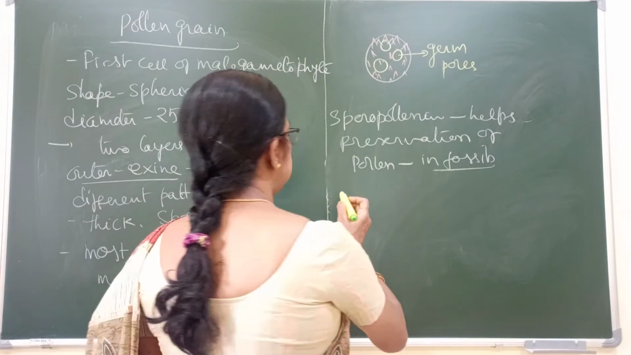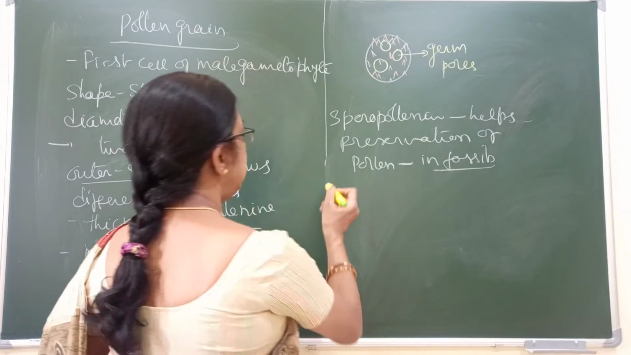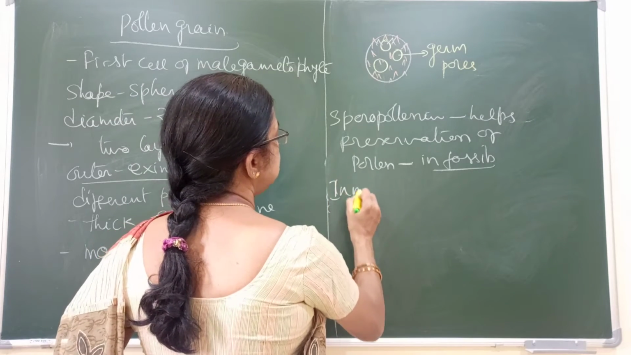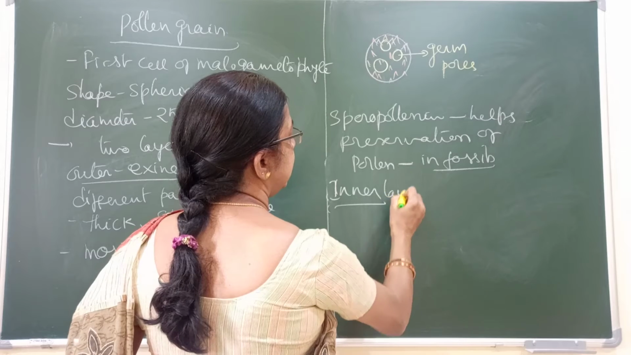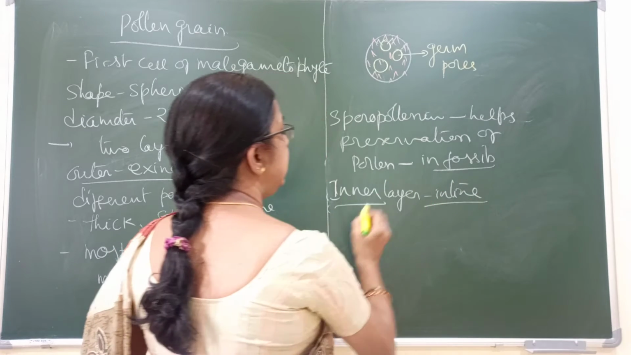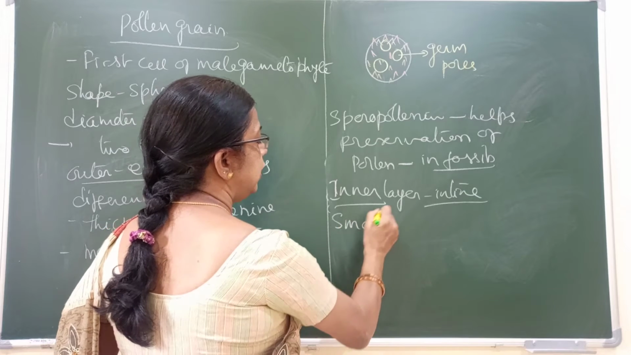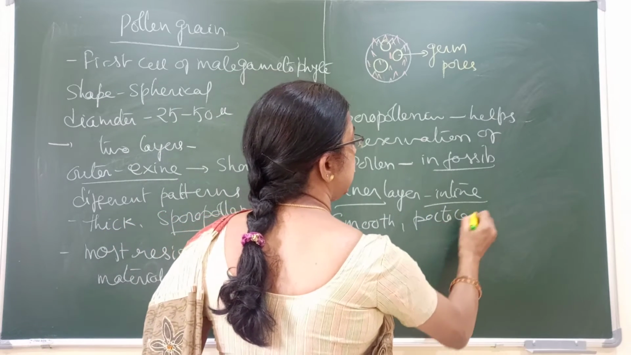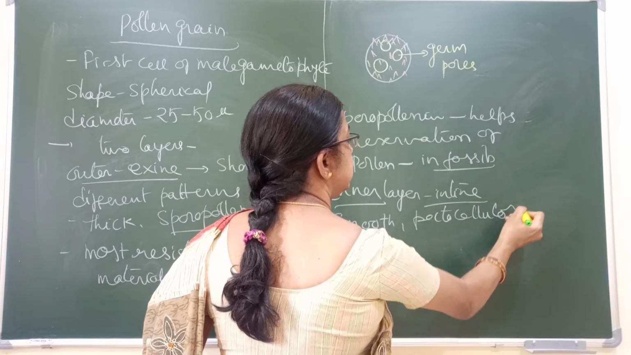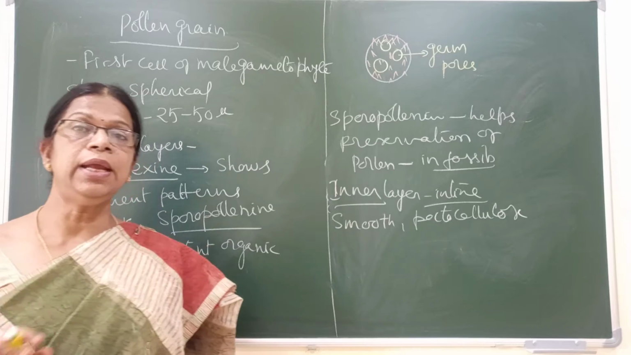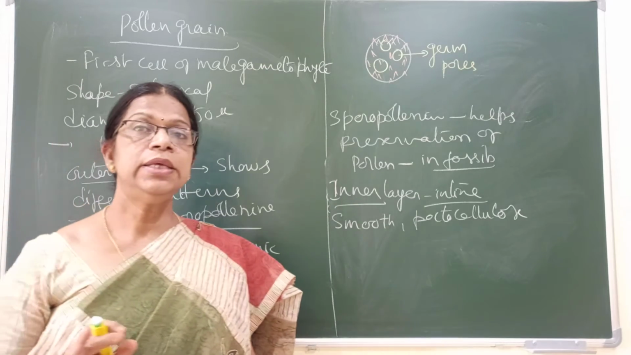Now, the second layer, the inner layer, is called intine. Intine is a very smooth layer and it is made up of pectocellulose. That means it is made up of pectin and cellulose.